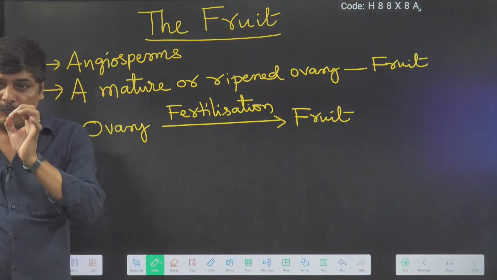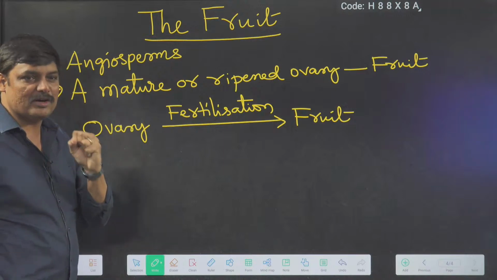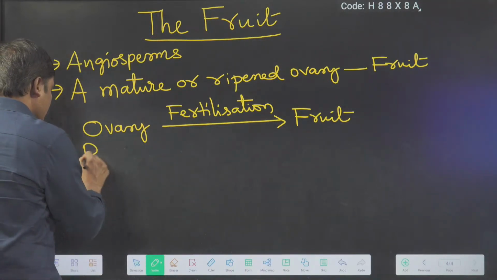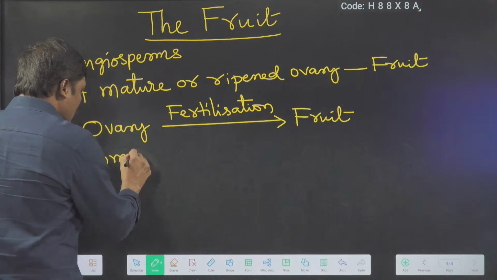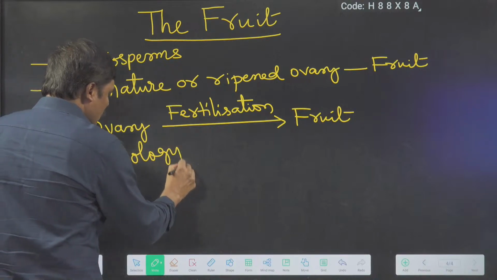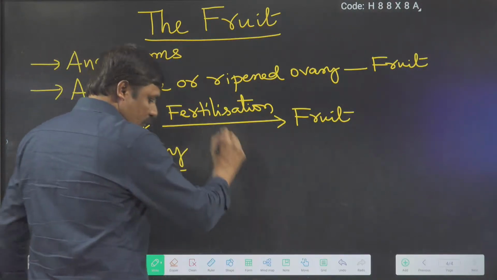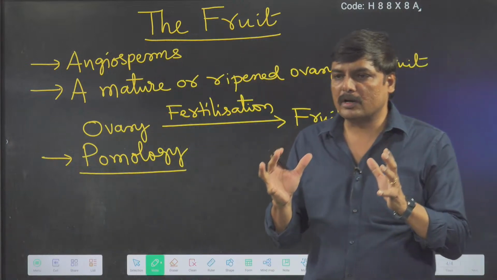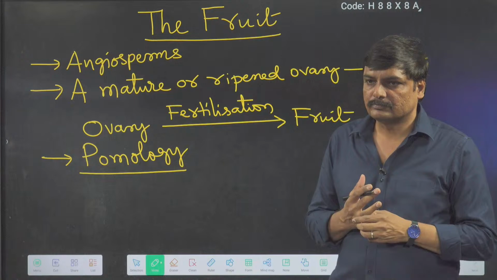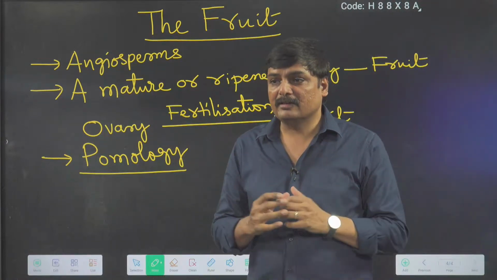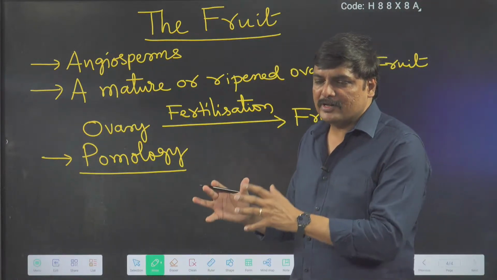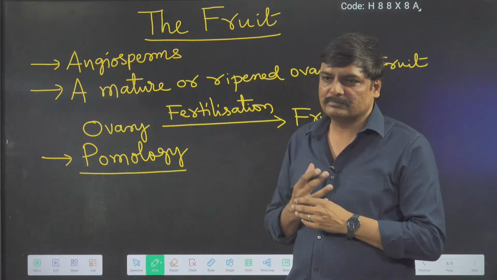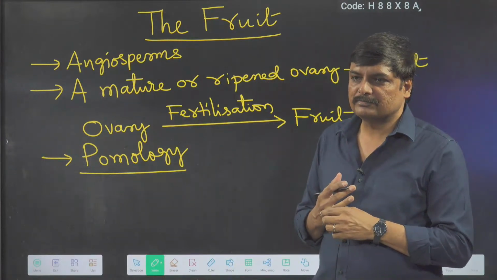The study of fruits and cultivation of fruits is called pomology. Study of fruits is called pomology. Generally, after fertilization, ovary develops into fruit. Understand?